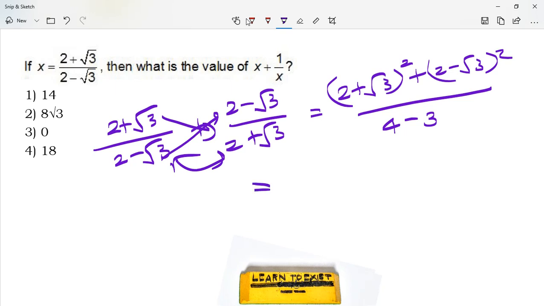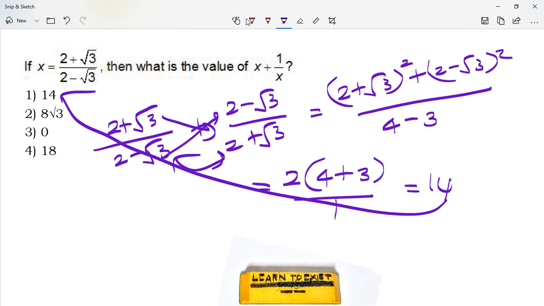So what would be a plus b whole square plus a minus b whole square? 2ab part will be cancelled, right? So what we have remaining will be 2 into a square plus b square. A square is 4 and b square is 3, and the denominator we have 1, and the value will be 7 into 2, 14, and the option 1 will be the answer.